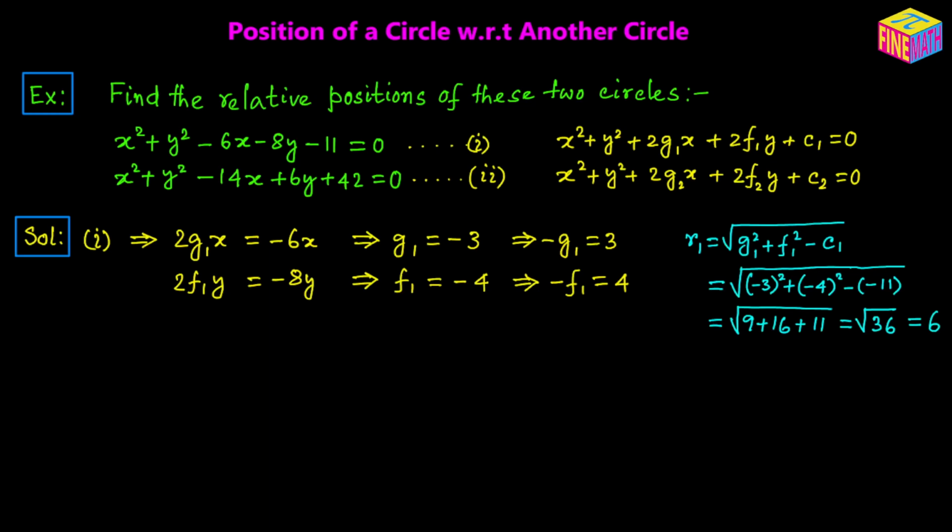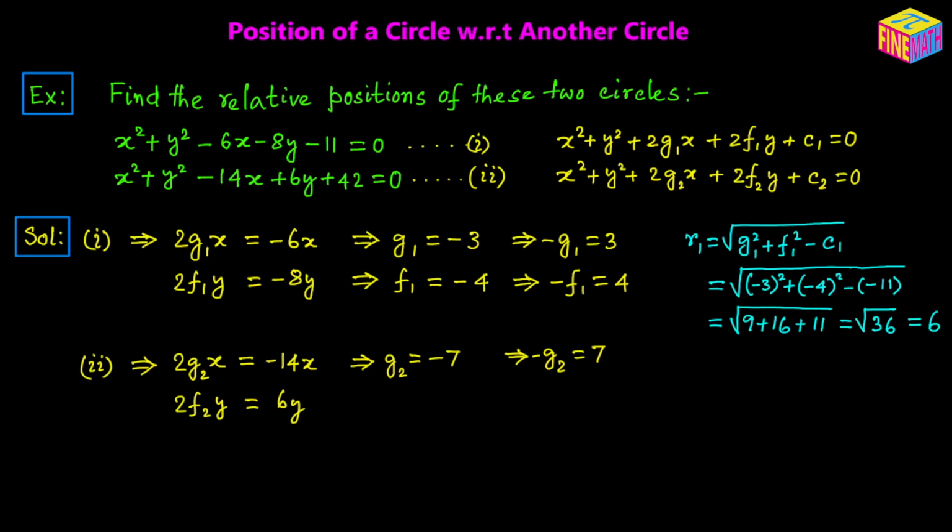Now let's take a look at the second equation. From the second equation, we can say that 2g sub 2x is equivalent to negative 14x, and from there we can say that g sub 2 is equal to negative 7, and negative g sub 2 will be equal to positive 7. Similarly, 2 f sub 2y is equal to positive 6y, and from there we can say f sub 2 is equal to 3, and negative f sub 2 is equal to negative 3.